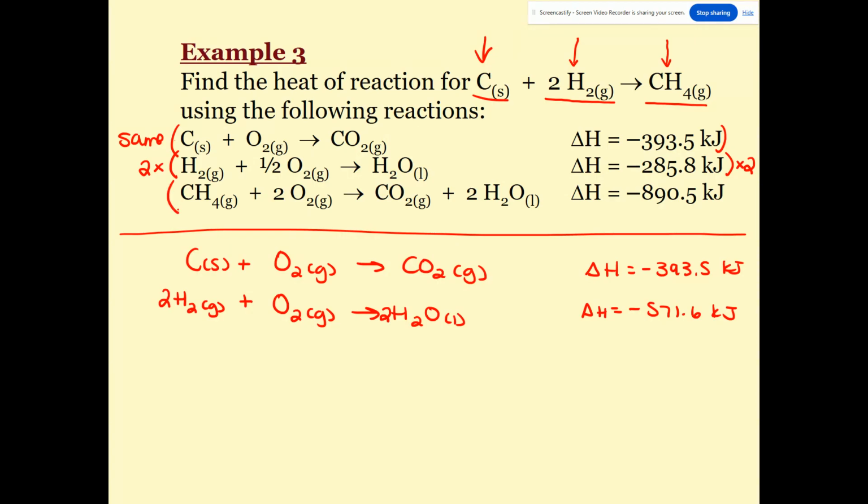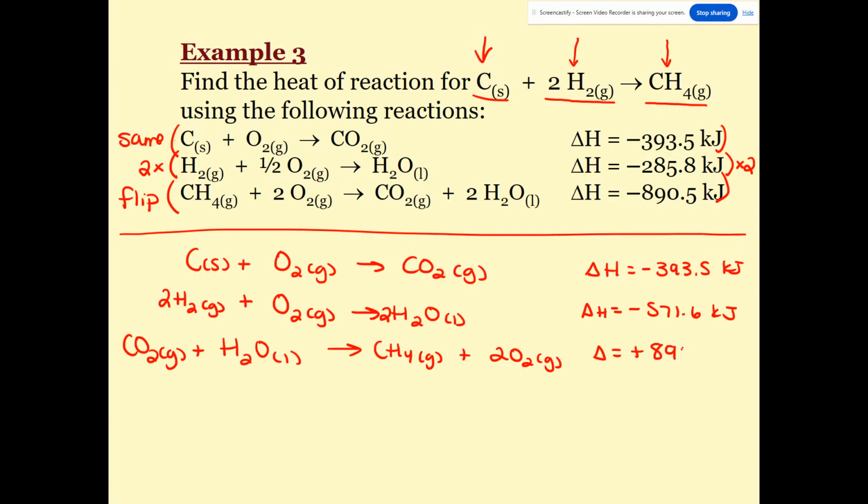I have my methane here, 1 mole, but on the reactant side, so I'm going to flip that reaction. Okay? So my CO2 becomes a reactant, my H2O liquid becomes a reactant, and I'm producing CH4 and 2 O2s. The delta H is now flipped as positive 890.5 kilojoules.